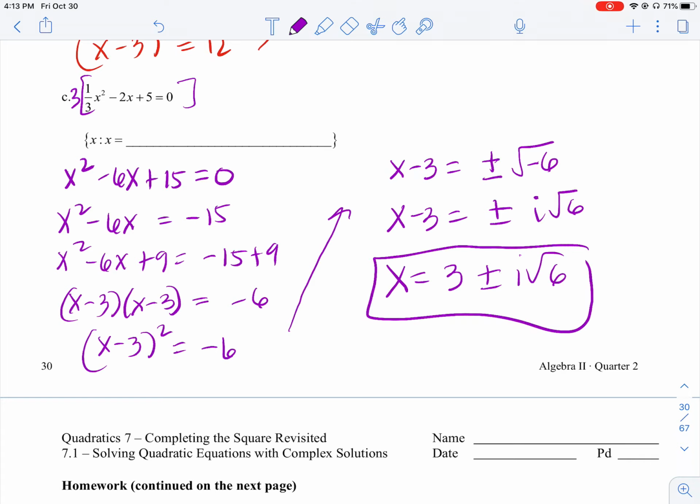Okay? I'm hoping that this topic is easy and that this video would help you understand how to solve quadratic equations using completing the square.